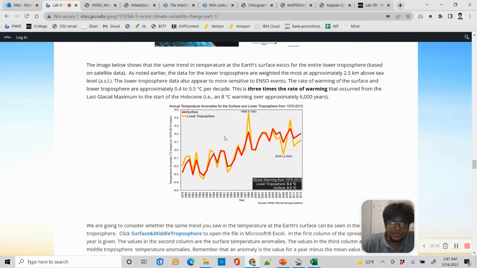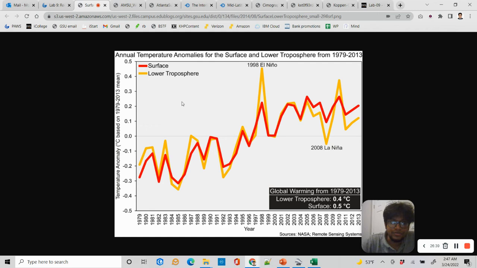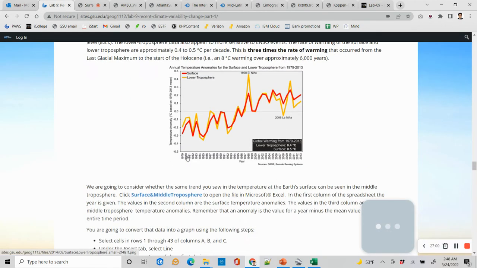So there is the comparison between surface temperature and lower troposphere, the red and the blue, yellowish. They have almost similar trends, but sometimes the lower troposphere surpassed the surface temperature, because in 1998 there was the El Nino effect, and then in 2008 because of the La Nina effect, the lower troposphere had significantly lower temperature compared to the surface temperature. Other than these two events, usually the temperature trend is pretty much similar.